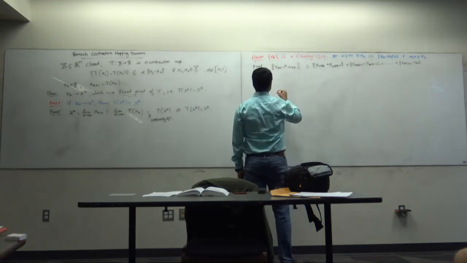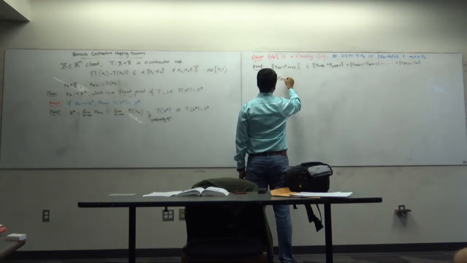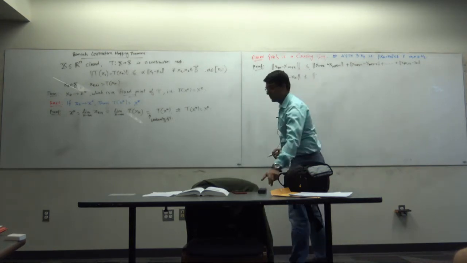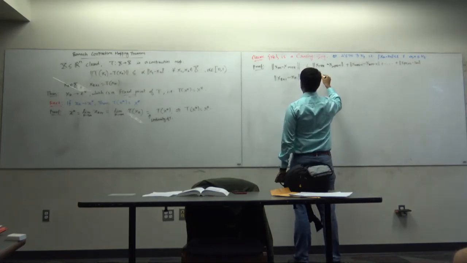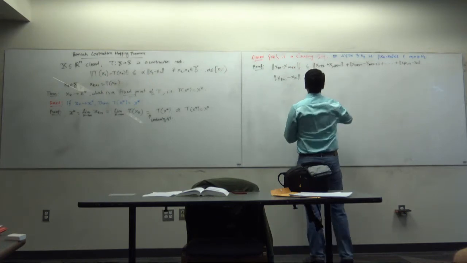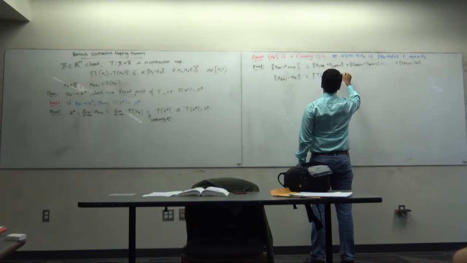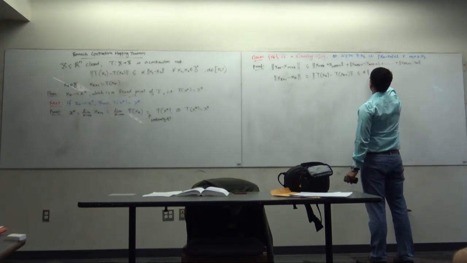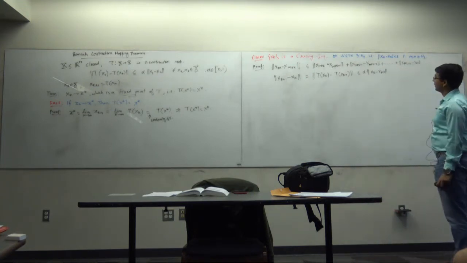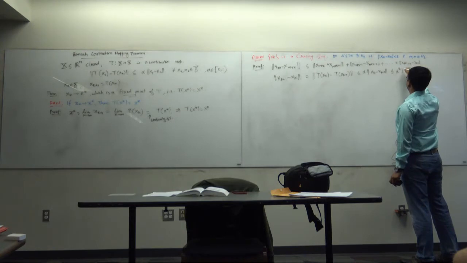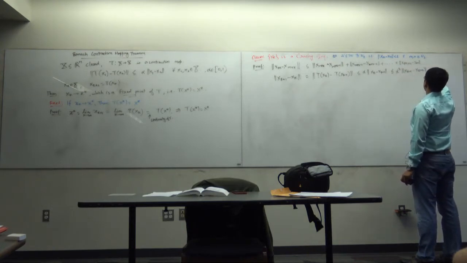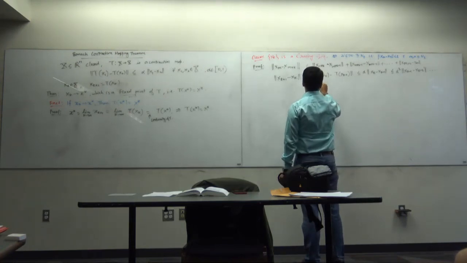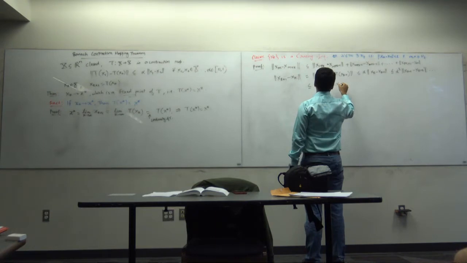Now I can write this. So notice that x_{k+1} minus x_k, not less than or equal to, it's equal to T of x_k minus T of x_{k-1}, which is less than or equal to alpha times x_k minus x_{k-1}, which is less than or equal to alpha squared times x_{k-1} minus x_{k-2}, and so on. So ultimately what you get is this is less than or equal to alpha raised to k times x_1 minus x_0.